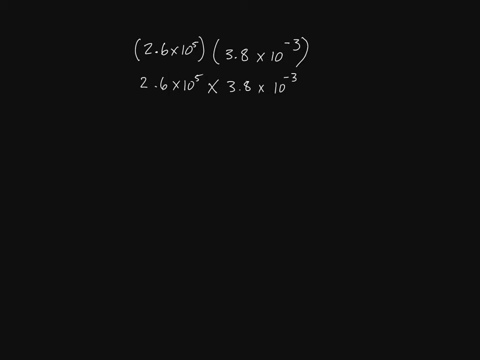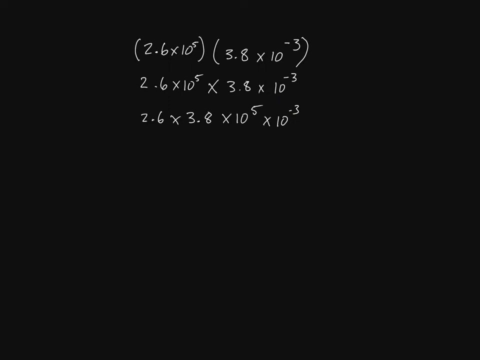Now using the commutative property, I am going to move my rational numbers and my powers of 10. So the only thing we did is change that order. So we have a 2.6 and we have a 2.6 here. We have a 3.8 and we have a 3.8 here. We have a 10 to the fifth power that comes from here, and 10 to the negative third power that comes from here.